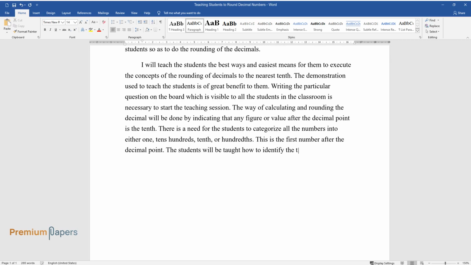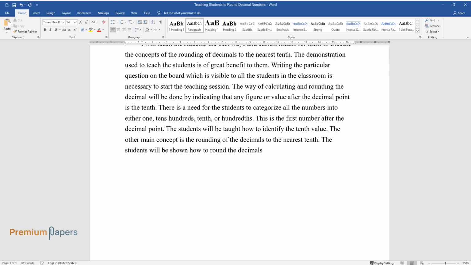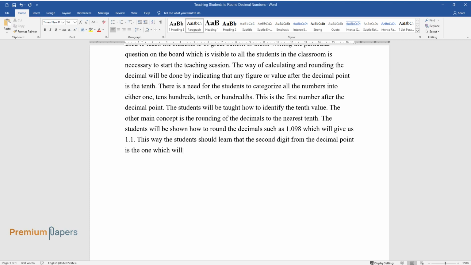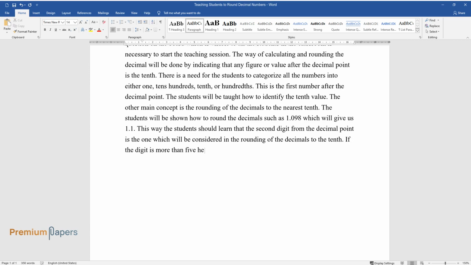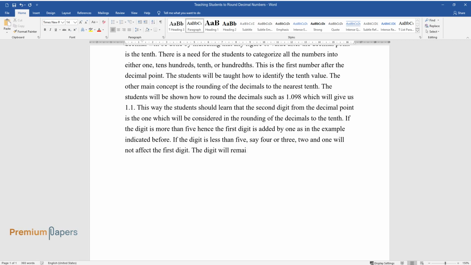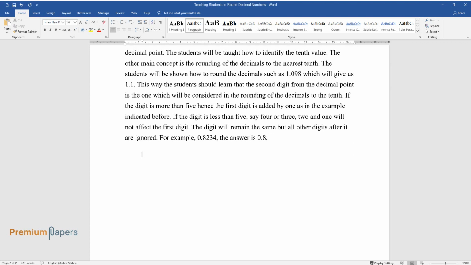The other main concept is the rounding of the decimals to the nearest 10th. The students will be shown how to round decimals such as 1 and 98 thousandths, which will give us 1.1. This way the students should learn that the second digit from the decimal point is the one which will be considered in the rounding of the decimals to the 10th. If the digit is 5 or more, the first digit is added by 1 as in the example indicated before. If the digit is less than 5, say 4, 3, 2 or 1, it will not affect the first digit. The digit will remain the same, but all other digits after it are ignored. For example, 8,234 10,000ths, the answer is 0.8.